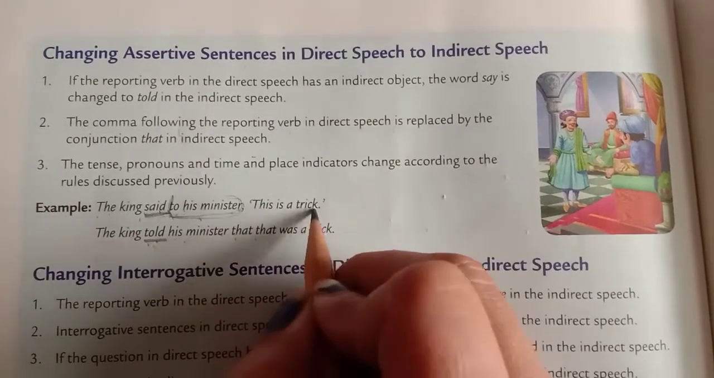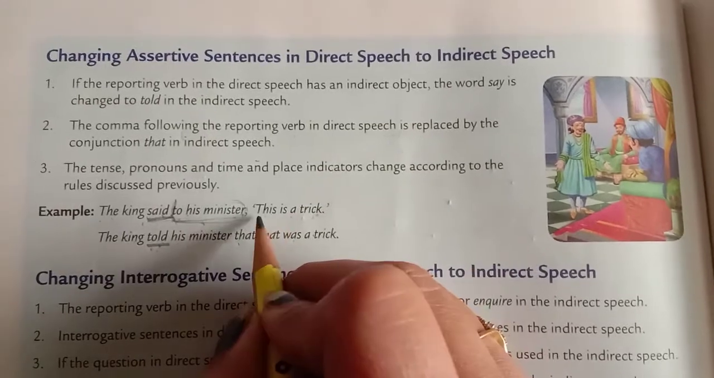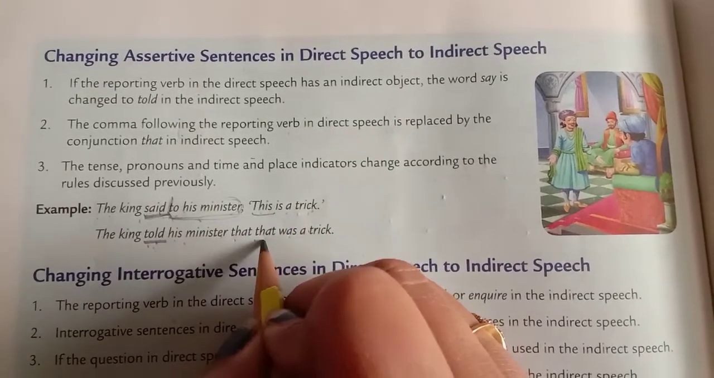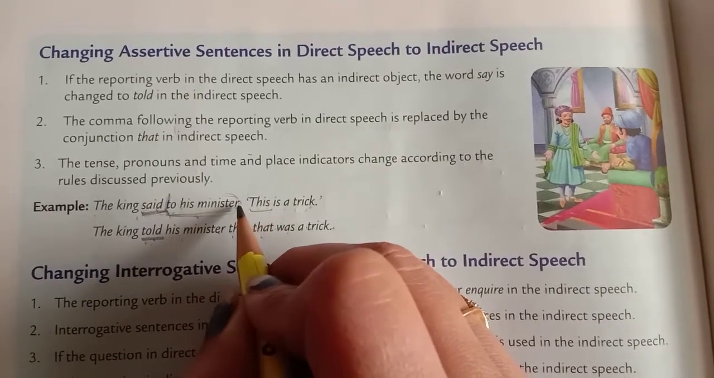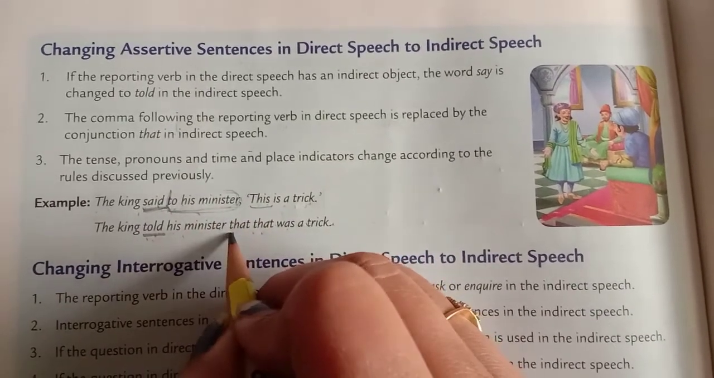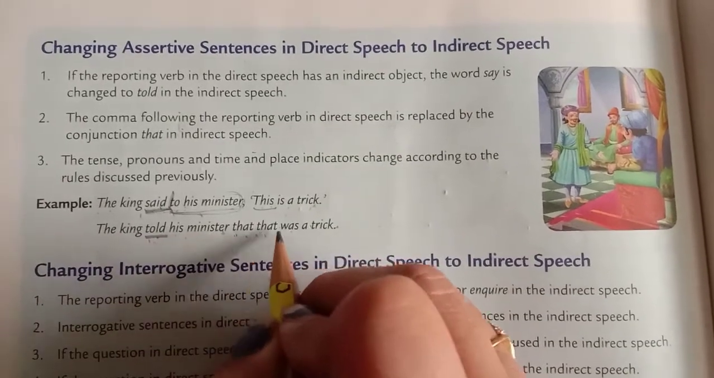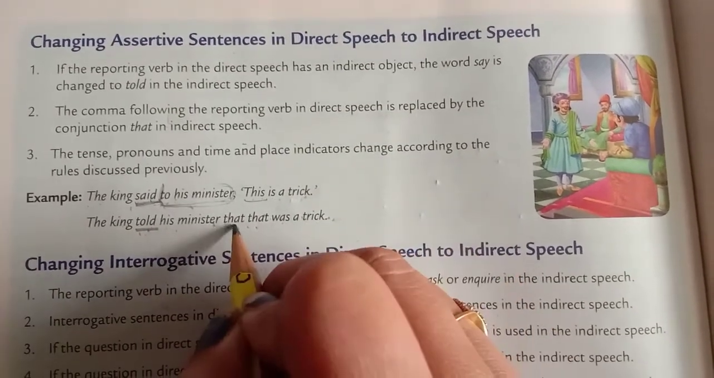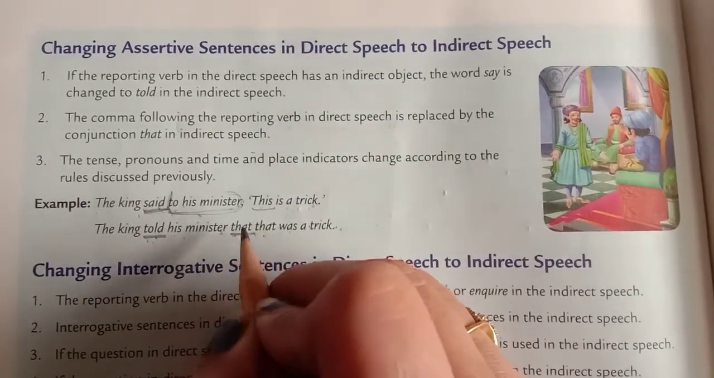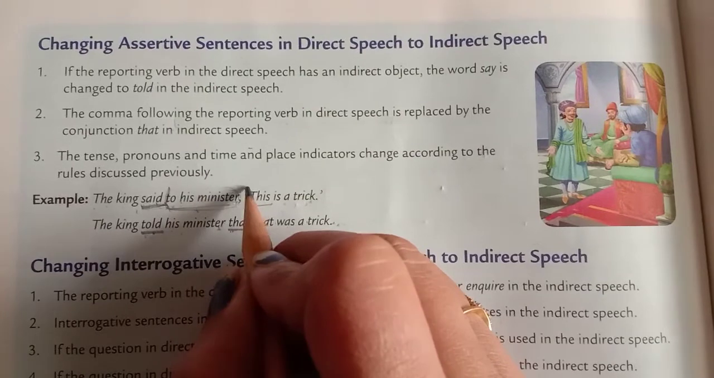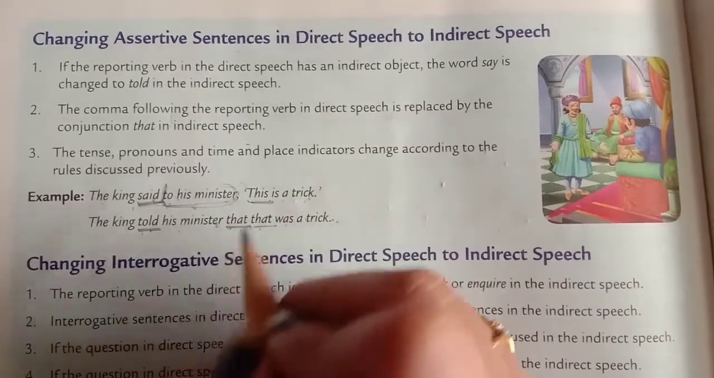Like this is a trick. So this is in present tense. This will be converted into past. And this will be replaced with that. That was a trick. And when we remove the inverted commas and this comma, we use the word that. The king told his ministers that that was a trick. There's nothing wrong in using the word that twice, because this that is for replacing the inverted commas and comma, and this that is for this.